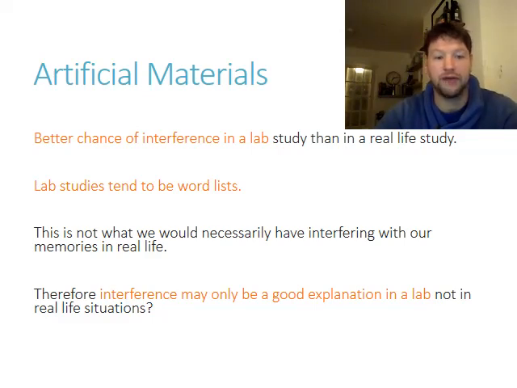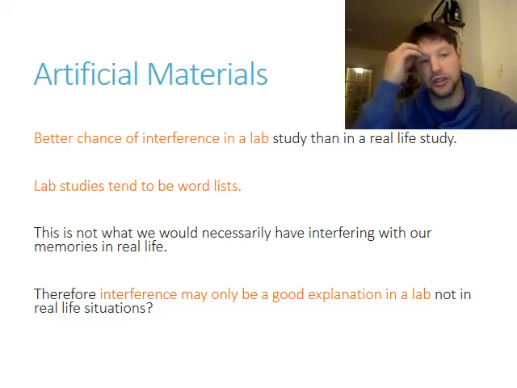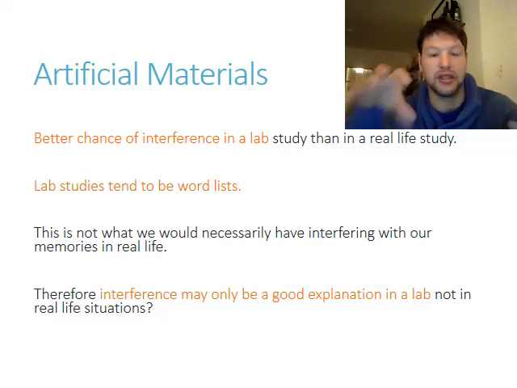We want real life faces, what something looks like, what it smells like, what it tastes like. It's very, very hard to test that. So the fact that there are artificial materials means that it's not real life, and it can take away from the validity of this. This is not what we'd necessarily have interfering with our memories in real life. Therefore, interference may only be a good explanation in a lab, not in real life situations. It's very hard to remember 10 faces that you walk past down the street and then find 10 faces that are similar or 10 faces that aren't, and then go back. It's very, very hard to do this experiment outside of a lab. So the materials are artificial.